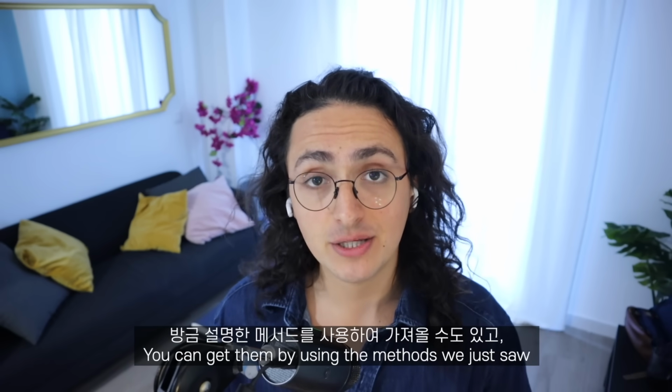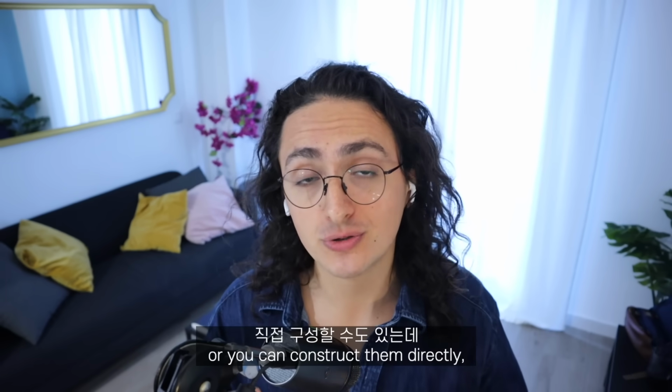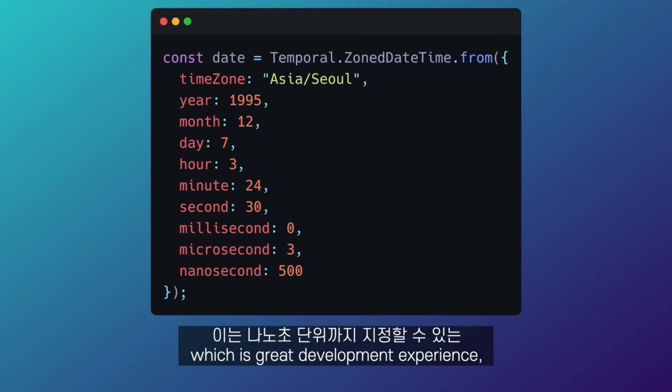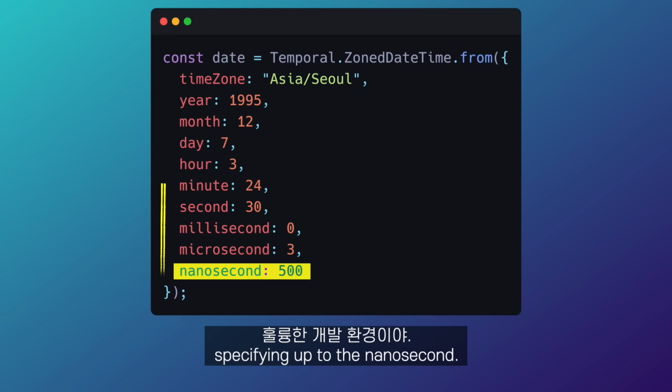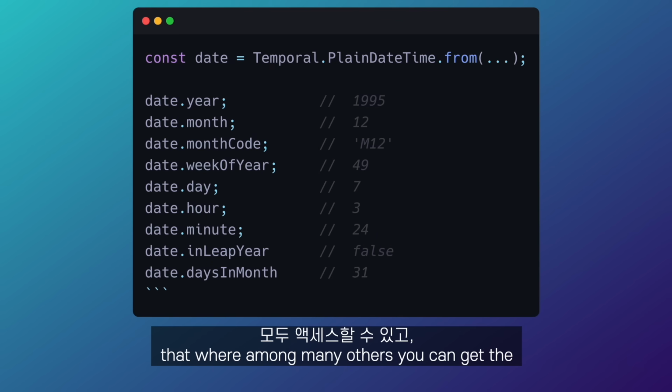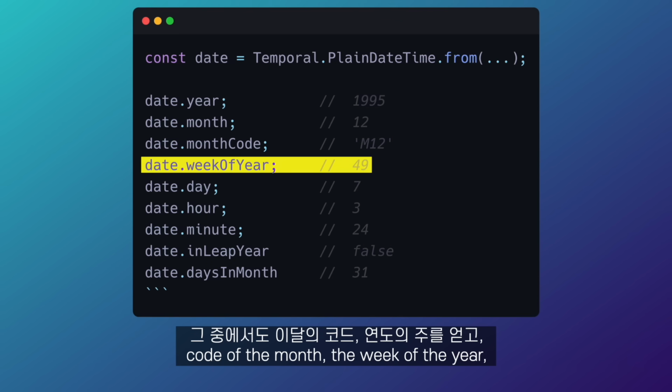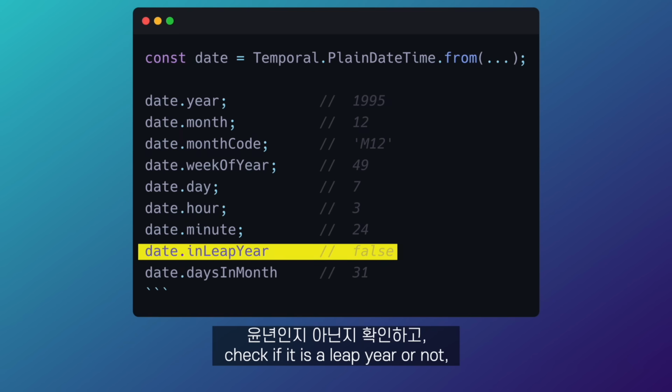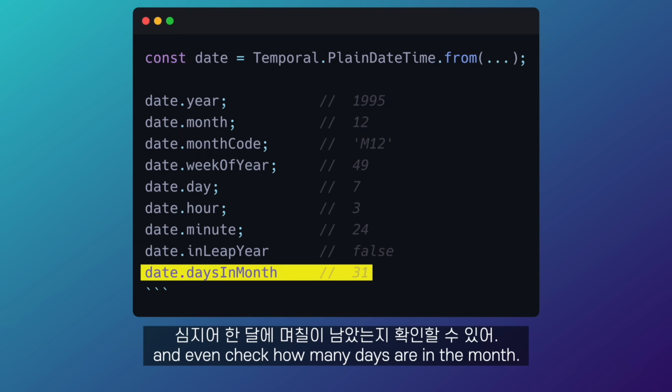You can get them by using the methods we just saw, or you can construct them directly, which is great for developer experience, specifying up to the nanosecond. Once you have a date object, you can access all its super helpful properties. Among many others, you can get the code of the month, the week of the year, check if it's a leap year or not, and even check how many days are in the month.